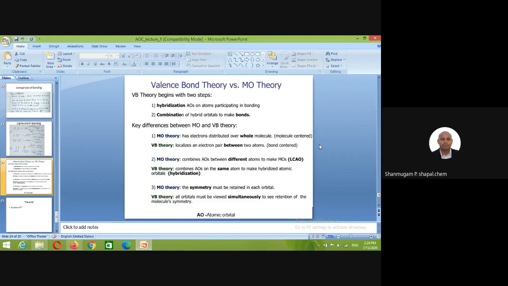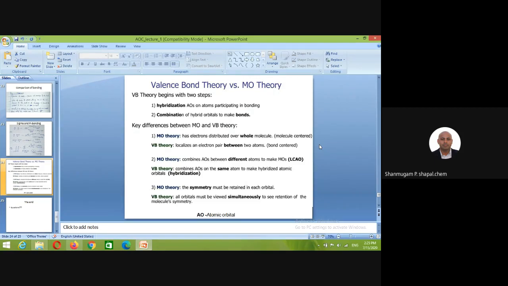So if you see the comparison or differences between the two theories, the valency bond theory begins with two steps. One is hybridization, and another is the combination. Hybridization is nothing but atomic orbitals. AO represents the atomic orbitals, the atomic orbitals on atoms participating in bonding. That is the only thing. So the atomic orbitals will participate here, and then the combination of hybrid orbitals to make bonds.